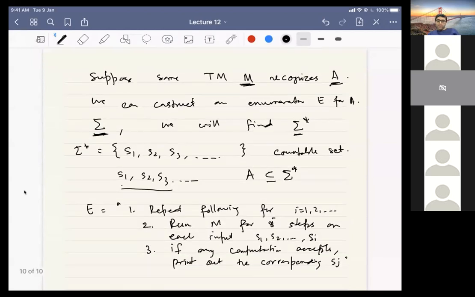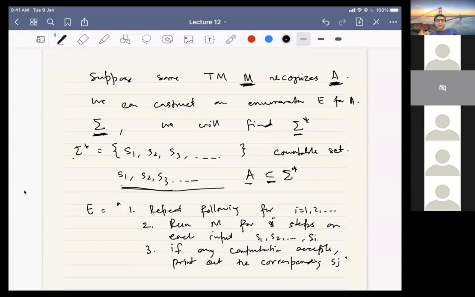Since M recognizes A, there must be some set of strings which make up A. And since we are talking about all possible strings over this alphabet, all those strings which are in A must be somewhere in this list, because A must be a subset of sigma star. Since it is an enumerator, we would talk about all possible strings, and we take the first string and pass it to M. If M accepts it, we would print it out.